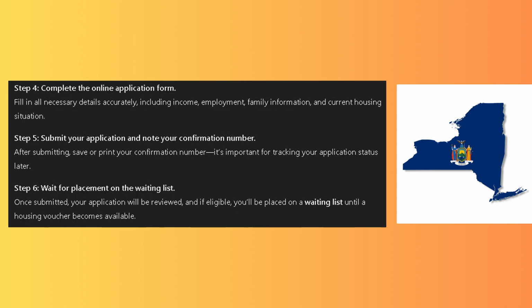Wait for placement on the waiting list. Once you've submitted, your application will be reviewed. If eligible, you'll be placed on a waiting list until a housing voucher becomes available to you. Now you know how to apply for Section 8 housing in New York.